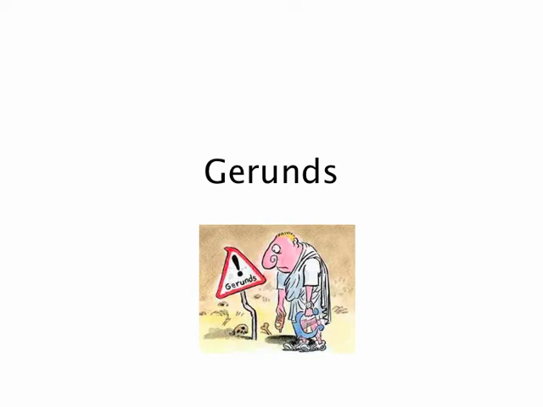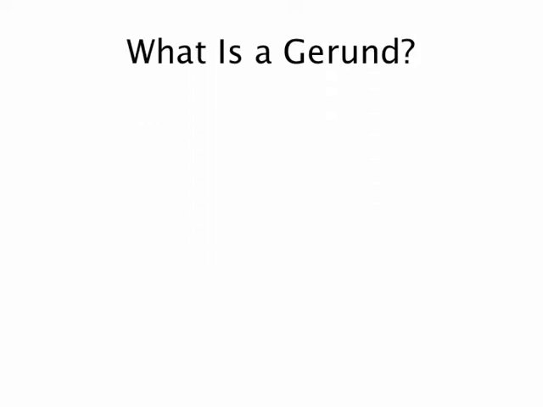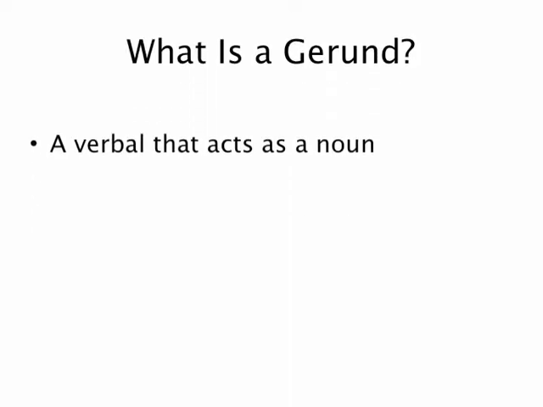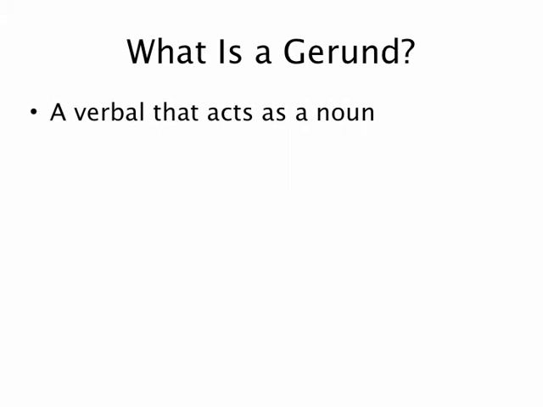Okay, we're going to be talking about gerunds tonight. We talked about them in the past, but we're going to go ahead and talk about them again. First of all, what is a gerund? Now, a gerund is a verbal that acts like a noun. So, just so we can clarify, a verbal is going to look like a verb, but it's going to act like something else. That's what verbals do.